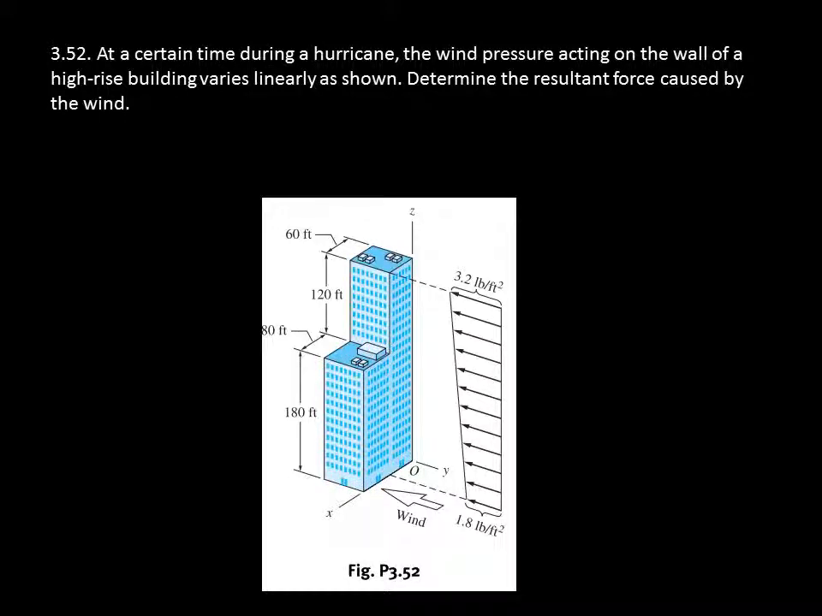We will be discussing the problem in Pytel's book at page 137, number 3.52. At a certain time during a hurricane, the wind pressure acting on the wall of a high-rise building varies linearly as shown. Determine the resultant force caused by the wind.